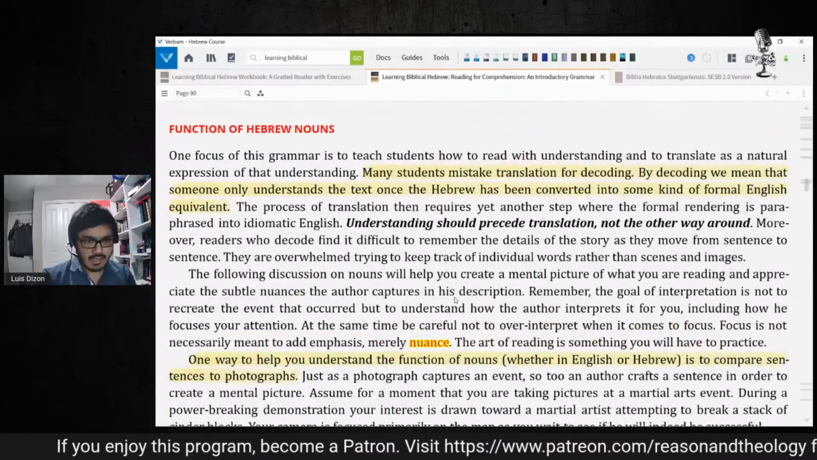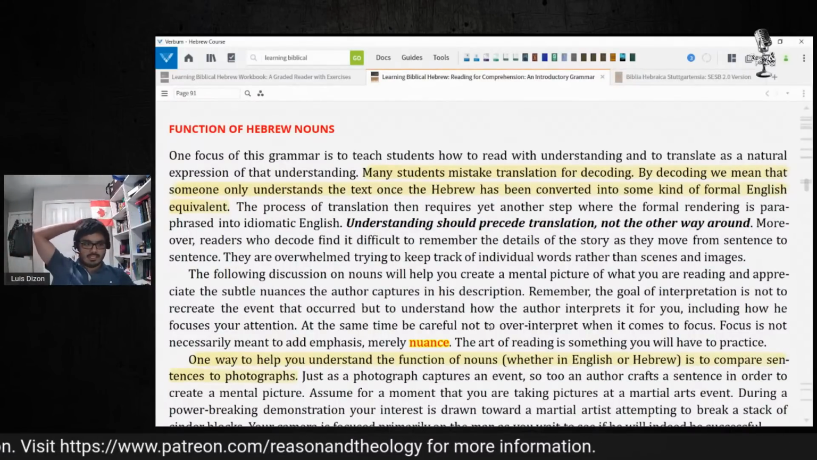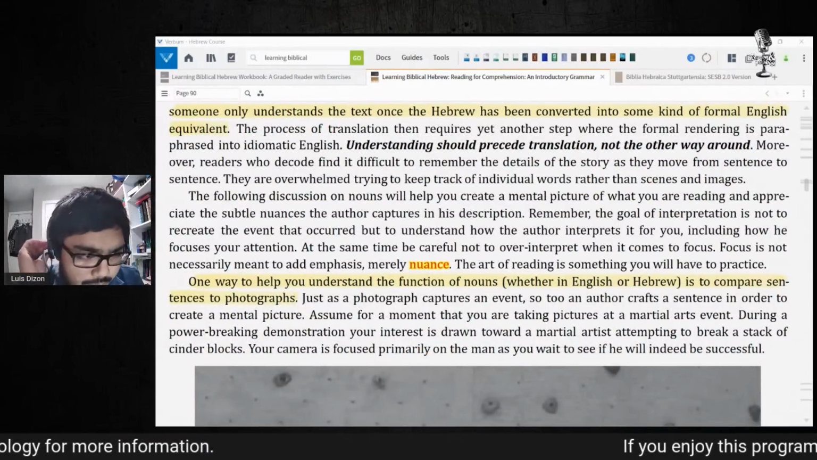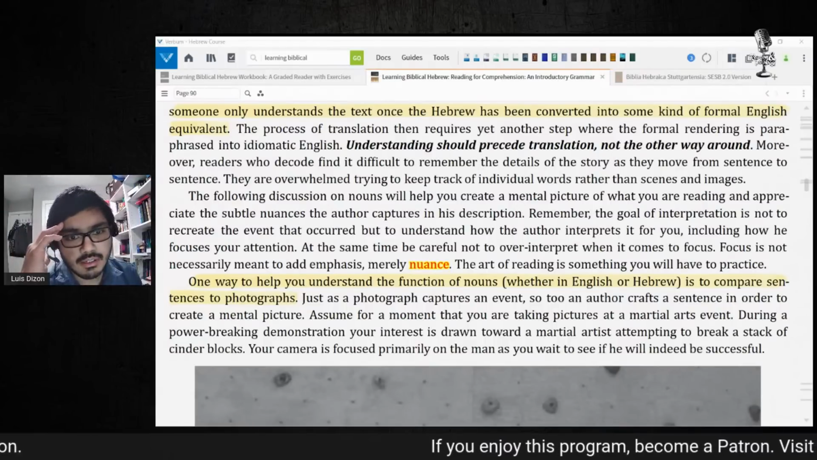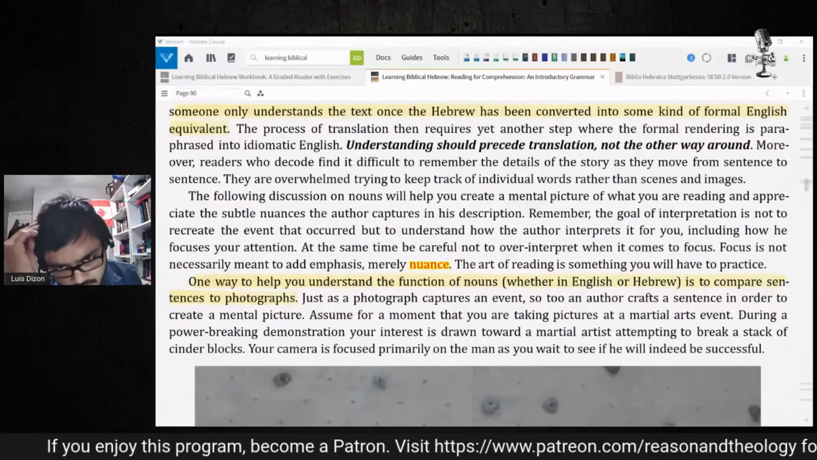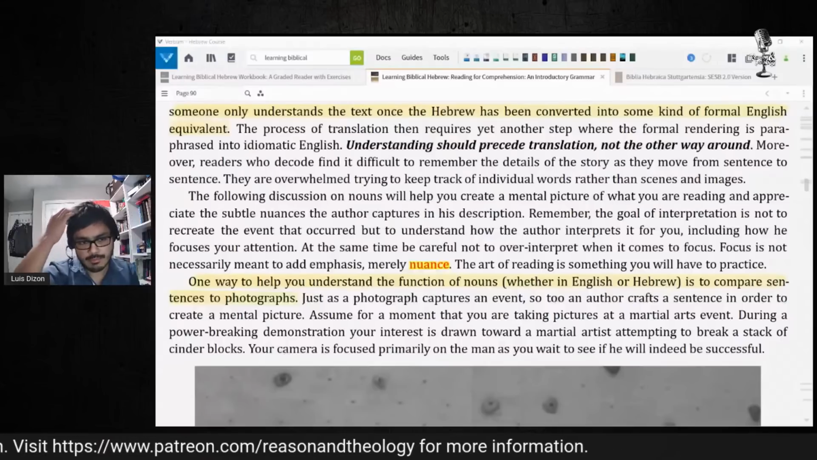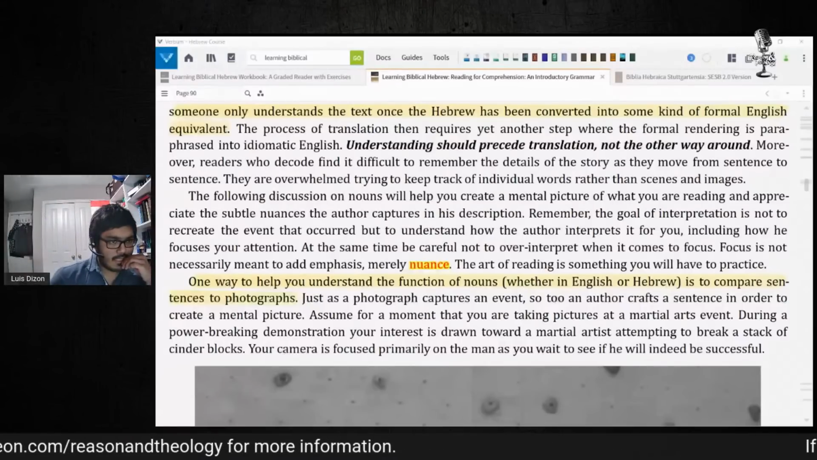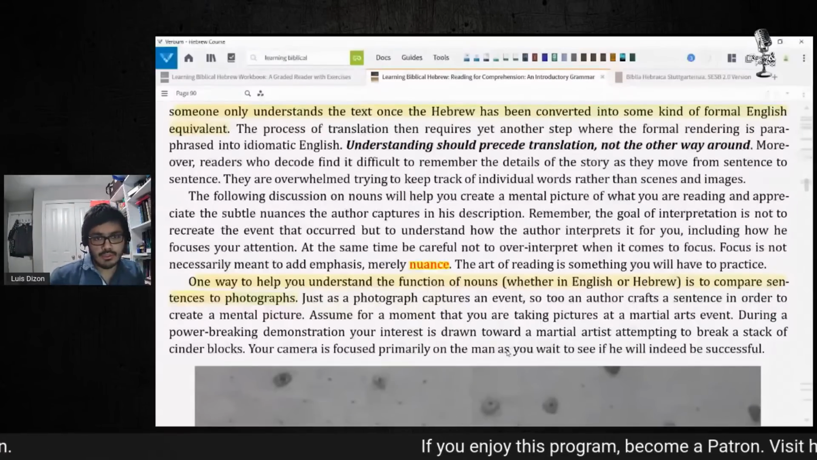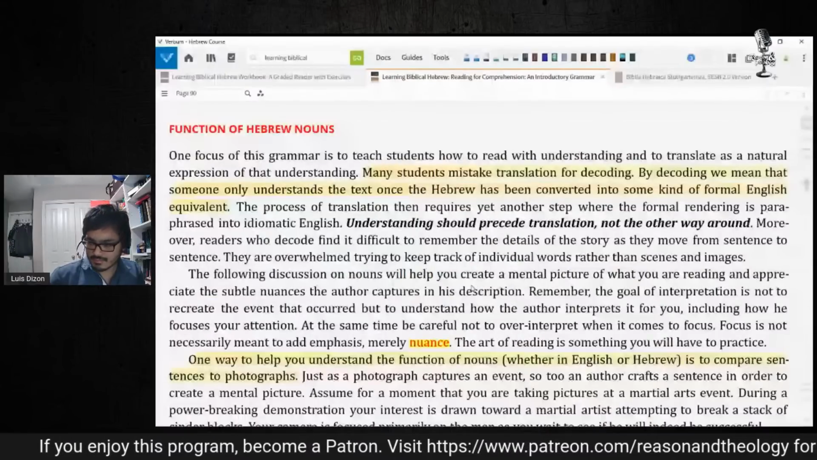So there. Now, one more thing that we need to cover is the function of Hebrew nouns. So if you've learned Latin or Greek grammar, you may be familiar with terms like nominative, accusative, genitive, and dative. We generally do not use those as often in Hebrew. Some people will use them in the context of Hebrew grammar, but it's not as often used. And one of the major reasons is because Hebrew doesn't conjugate nouns by case the way Greek and Latin do.